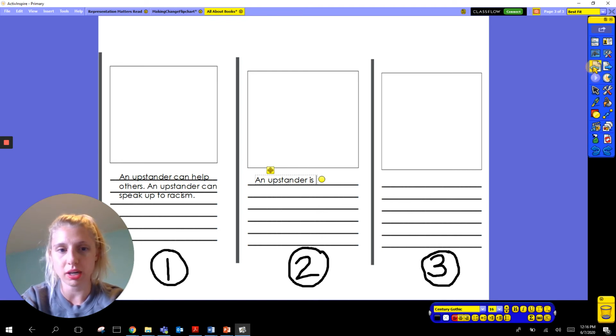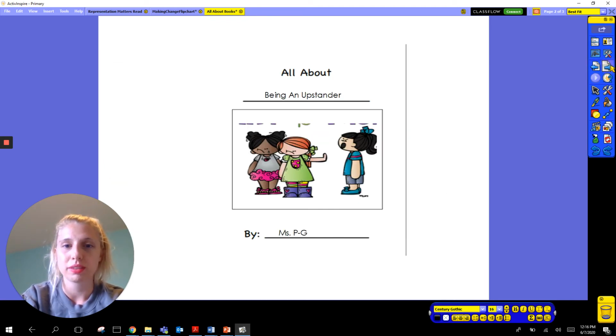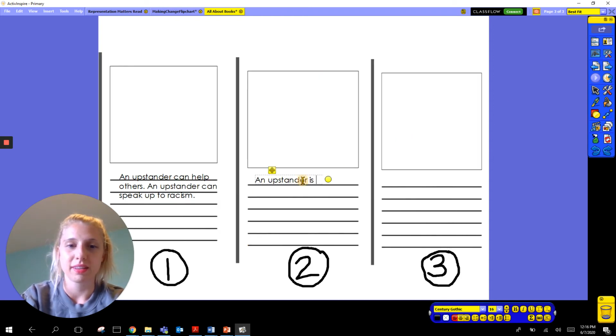and I got to go back to my chart again. So this is how I'm using my chart. Oh, whoops. I made a mistake. This is actually going to go here. So I'm going to write here, an upstander has, which is past tense of have, it already happened, has compassion. An upstander has compassion.